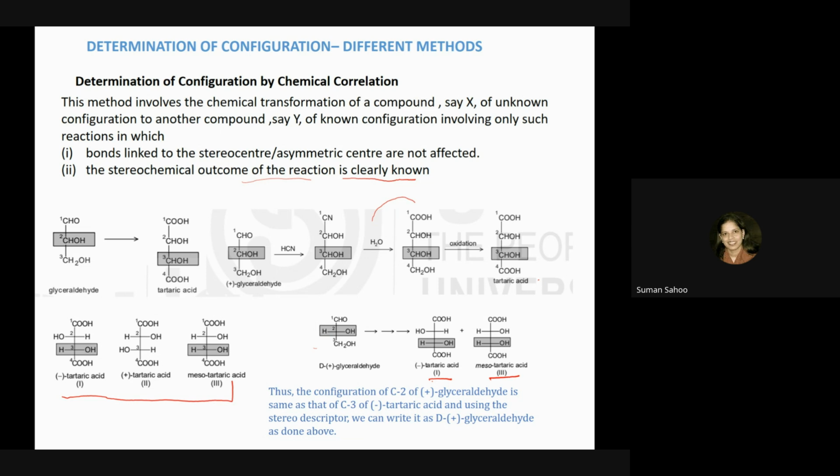In this transformation, as you can see, this carbon number 2 does not undergo any change; only here have we done the reaction. So whatever the configuration of tartaric acid at this carbon, that should come from D-glyceraldehyde. So from this you can find out the configuration of glyceraldehyde at carbon number 2.